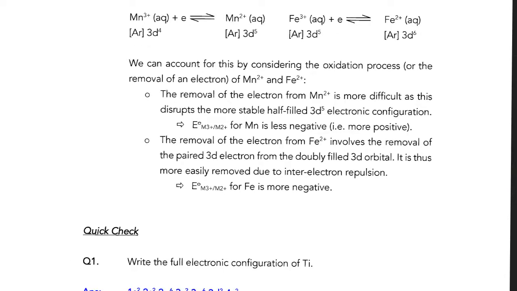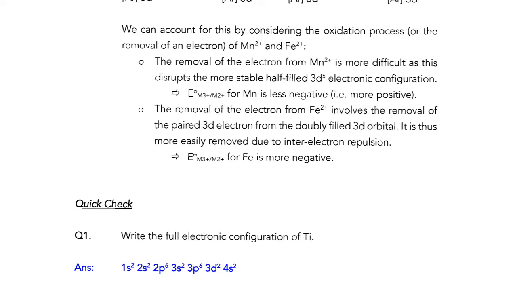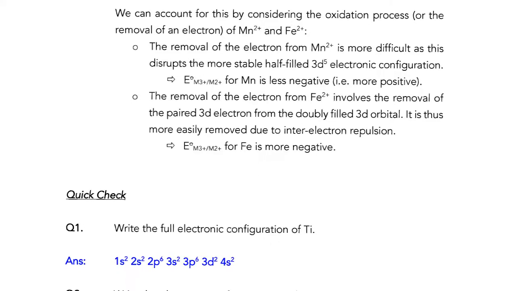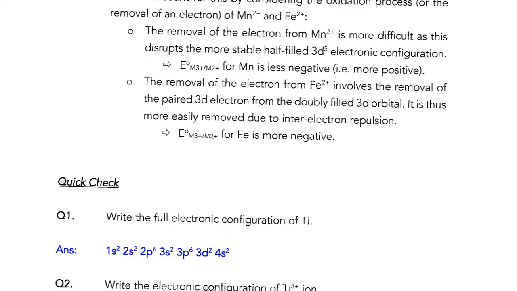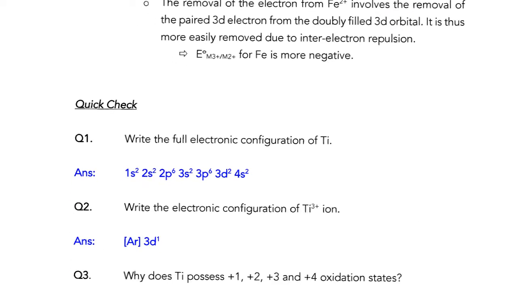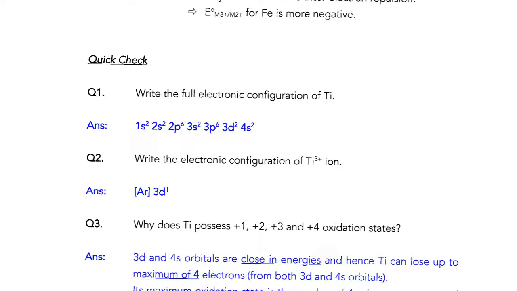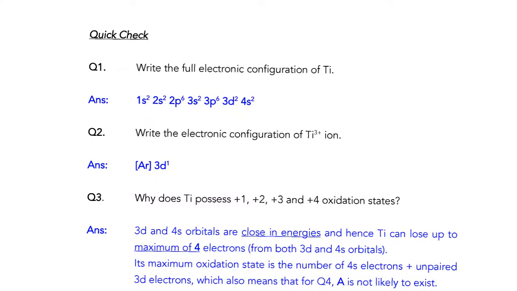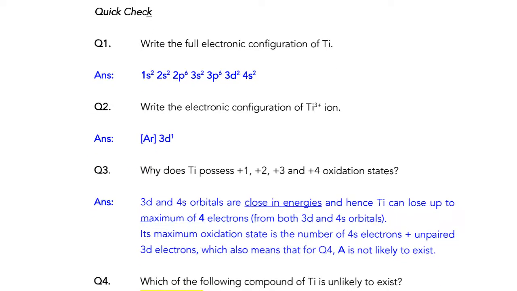For the quick check, this is something doable. Titanium should have a 3d2 4s2 electronic configuration as the outermost. Titanium 2+ removes the 4s electrons, so you should have 3d2, and I'm writing them with the noble gas core here, which is allowed because the question did not ask for the full electron configuration, unlike question number 1. Now, why does titanium possess only a maximum oxidation state of +4? Because the number of 4s electrons plus the unpaired 3d electrons means that the maximum oxidation state is +4.